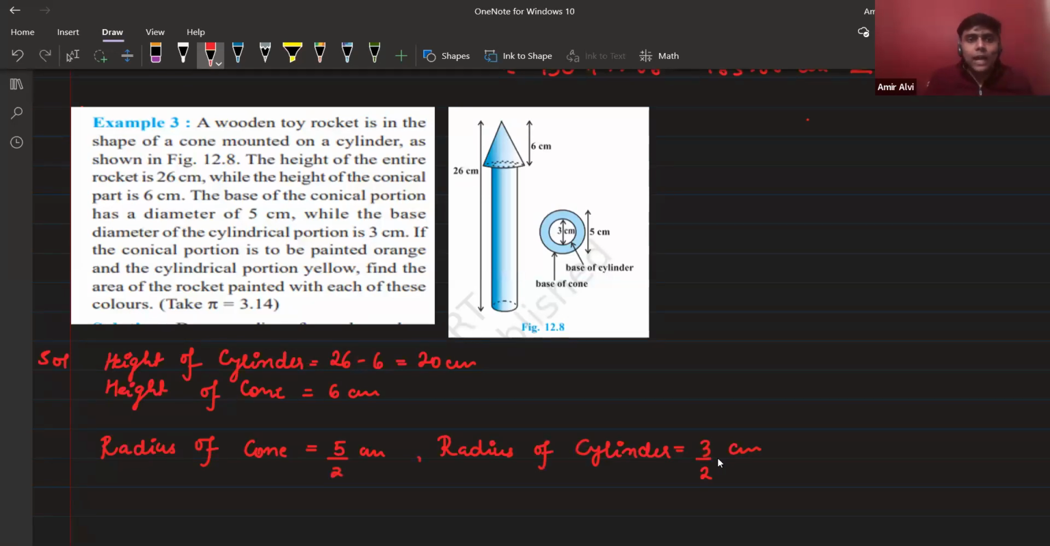Okay, if this conical portion is to be painted orange and the cylindrical portion is to be painted yellow, find the area of the rocket to be painted with each of these colors. So what can we do? What should I do? Can anybody tell me what we need to do?